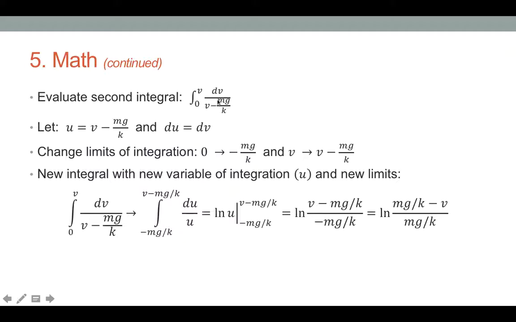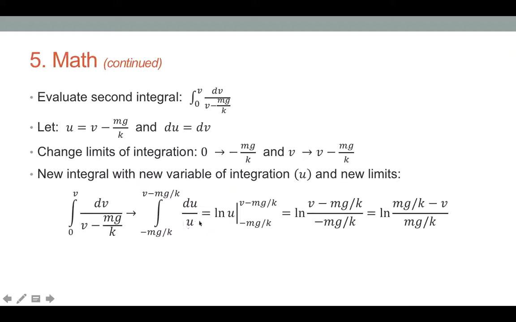So we can then substitute that, and we'll have the integral of du over u. But once I change my variable of integration from v to u, I have to change my limits to now correspond to the values that u takes on. So when v equals 0, u is minus mg over k, and when v takes on some later value v, u will be v minus mg over k. So this integral, now using the new variable of integration, is du over u, and my limits are now more complicated. So what I've done is taken the complications out of the integrand and put them into the limits. So the limits are now v minus mg over k and minus mg over k.